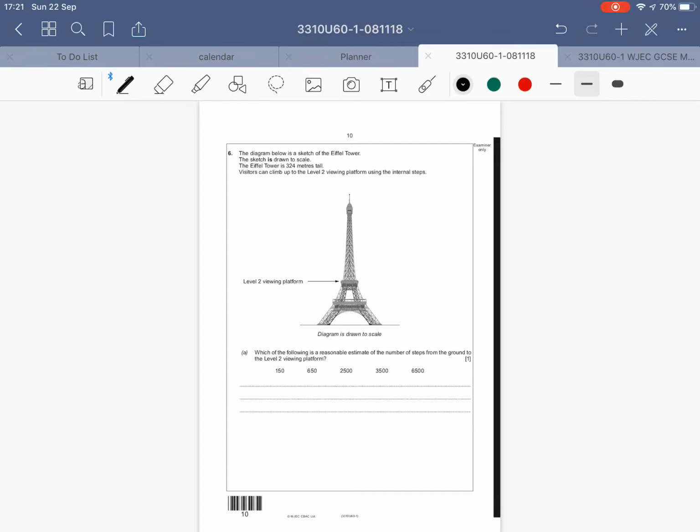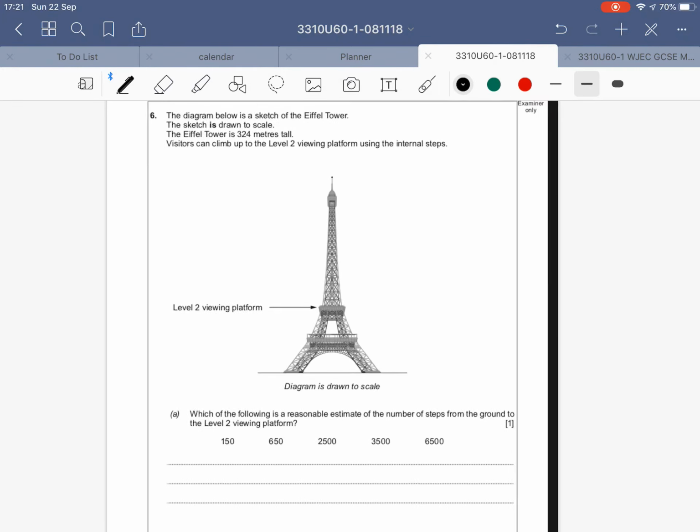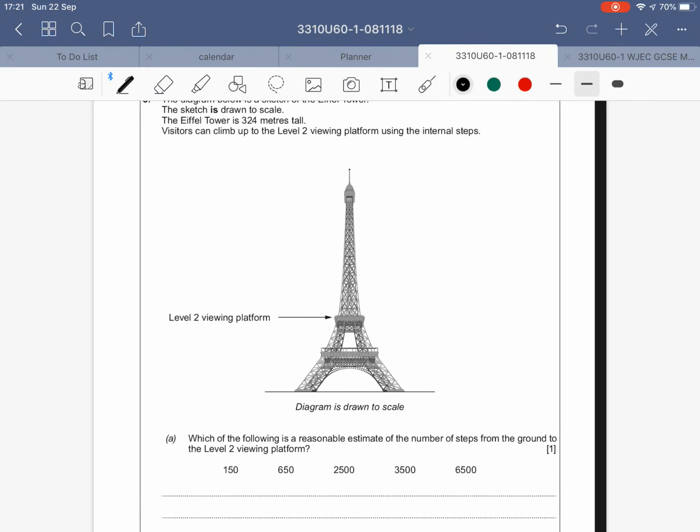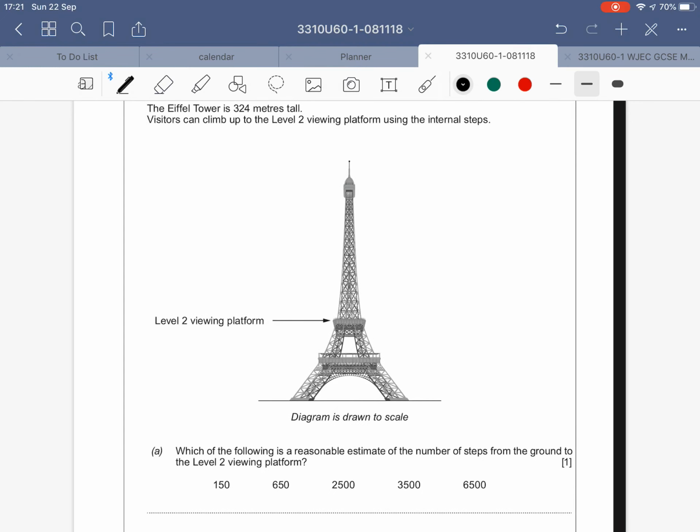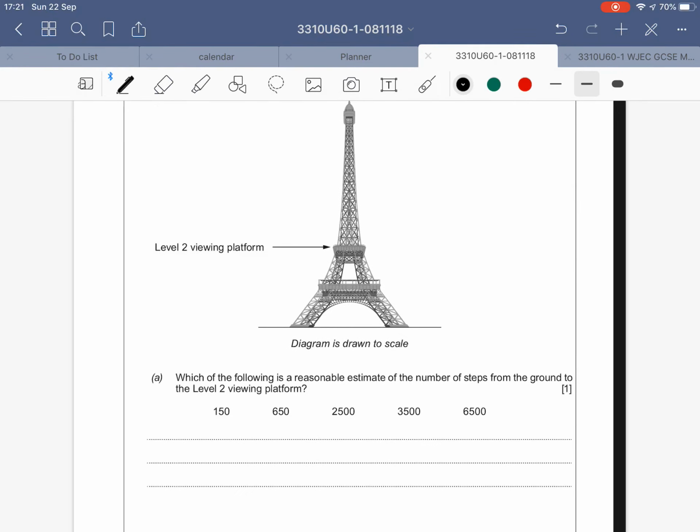Question 6. The diagram below is a sketch of the Eiffel Tower. The sketch is drawn to scale, so you're going to need your rulers. The Eiffel Tower is 324 meters tall. Viewers can climb up to the level 2 viewing platform using the internal stairs. So you're going to need to get your ruler.